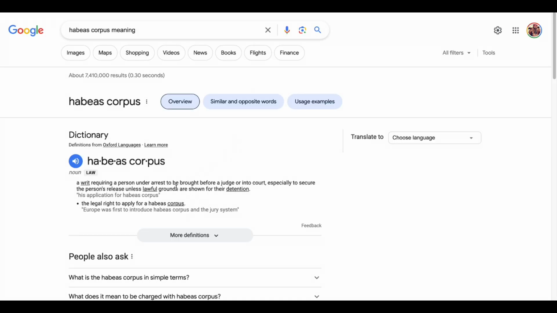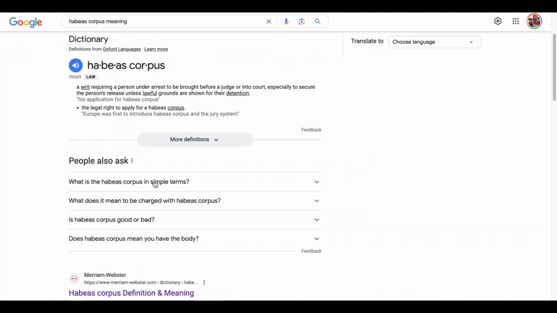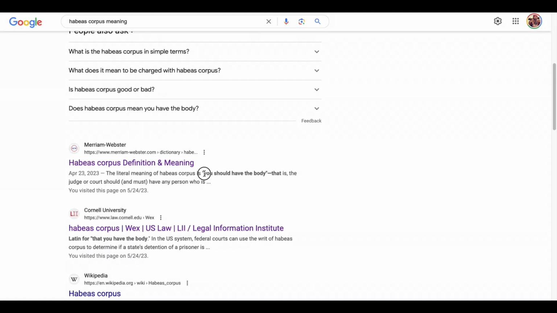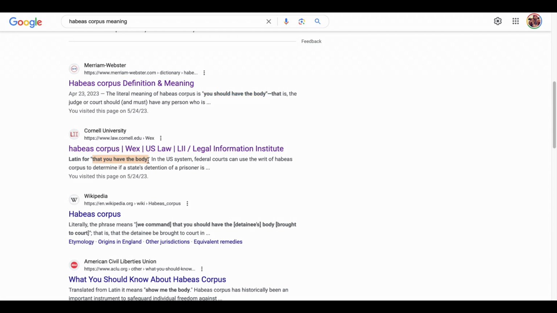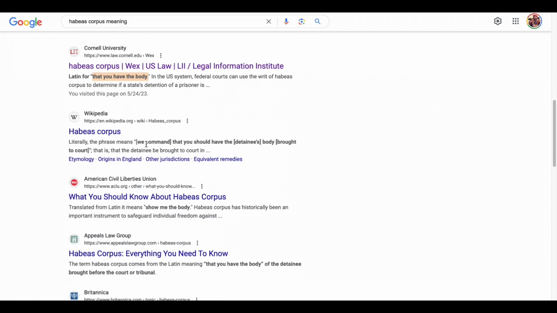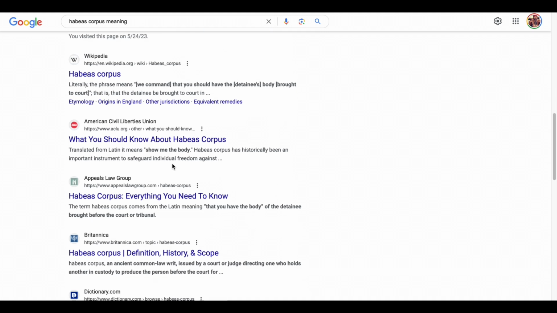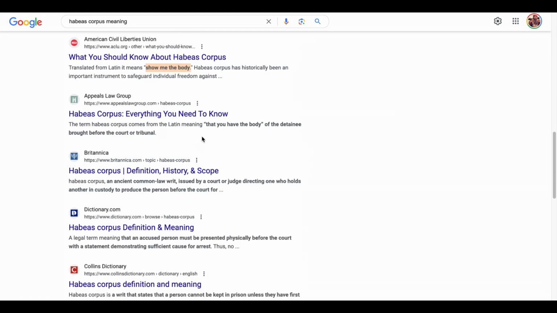So you know what it means. Let me see. It's a Latin term. There you go. You should have the body, that is, or is it also saying what? That you have the body. Some of them say bring forth the body. We command that you should have the detainee body brought to the court. You know what I'm saying? It's like different people use it different ways to kind of describe it. Show me the body. That you have the body of the detainee brought before the court or tribunal.